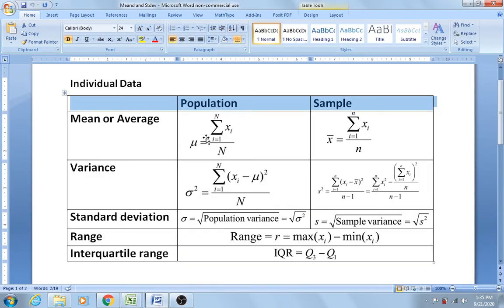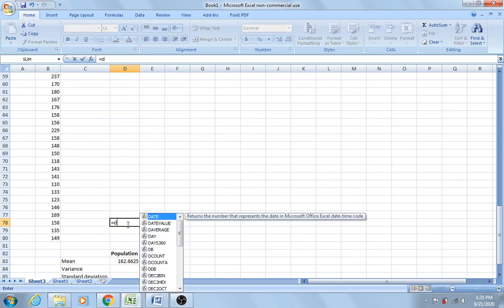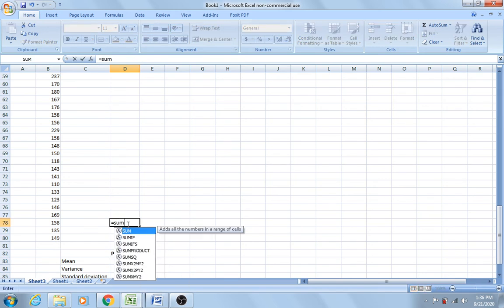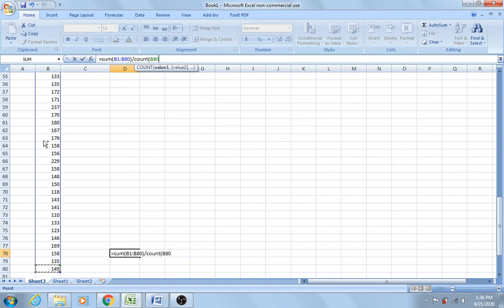Okay, so that's the formula that we use in Excel, but the original formula is this one. You add all the data and then you divide the sum using the total number of the data. So I'm gonna calculate the sum. Sum means I add all the data, and then I divide it by how many data that I have. In Excel, if you want to calculate how many data that you have, you can use count and then you select all the data.